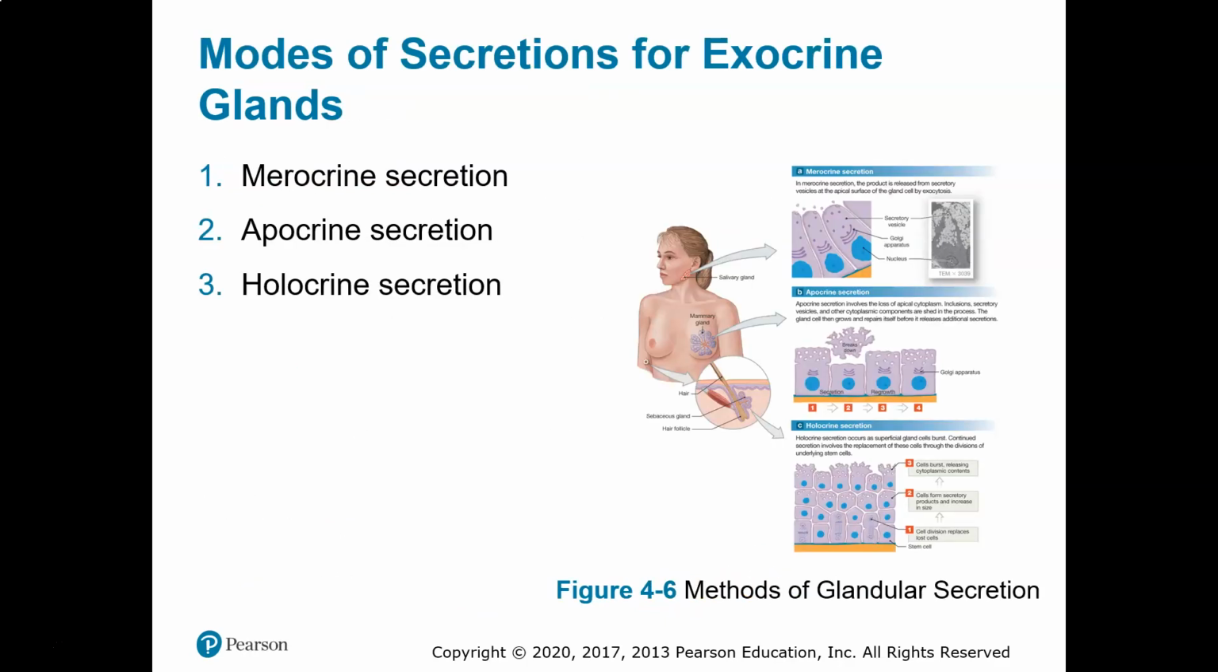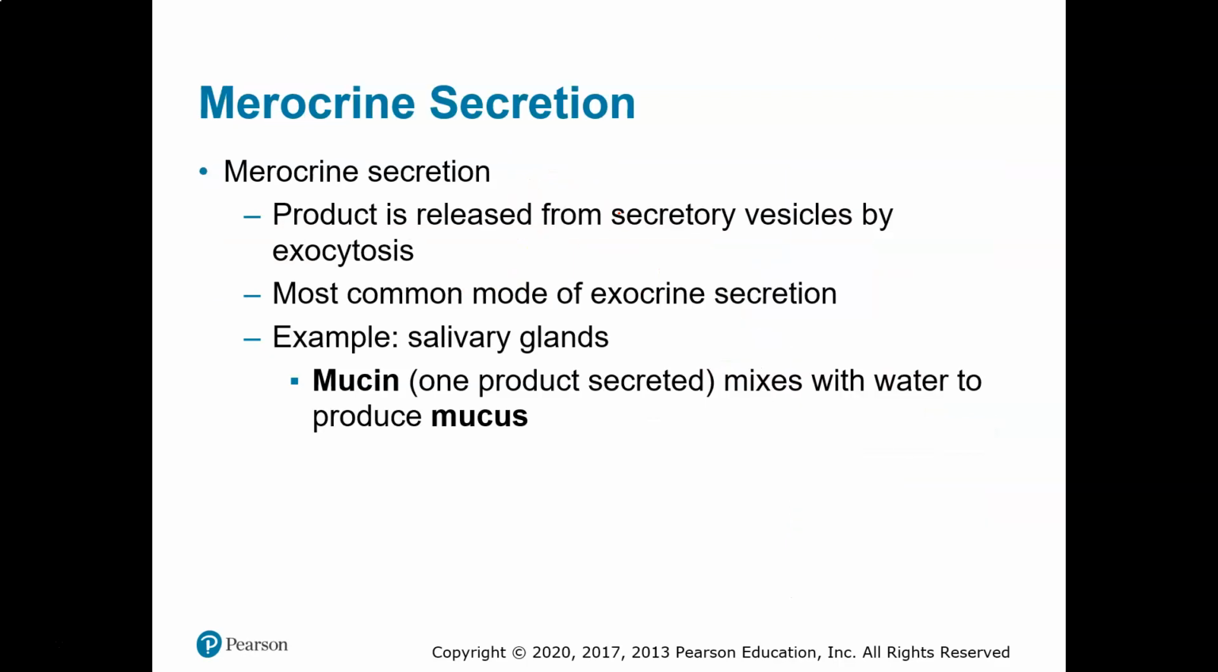Now, for exocrine glands, they can be divided or classified into three different types: merocrine, apocrine, and holocrine. A merocrine secretion is when the secretion is released by exocytosis and no damage is done to the cell that releases the secretion. An example of a merocrine secretion is salivary glands.